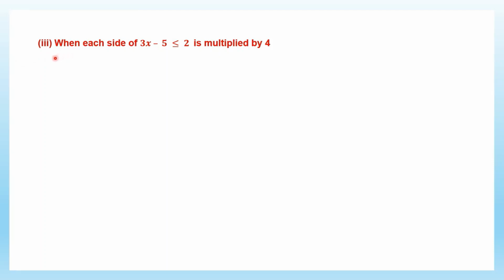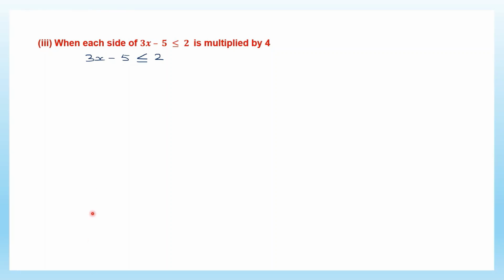Question 3. Find the resulting inequation when each side of this mathematical statement is multiplied by 4. That means we have to multiply the left-hand side by 4 and the right-hand side by 4 and get the new inequation. So let's write this down. So we have 3x minus 5 is less than or equal to 2. Now we are going to multiply both sides by 4.